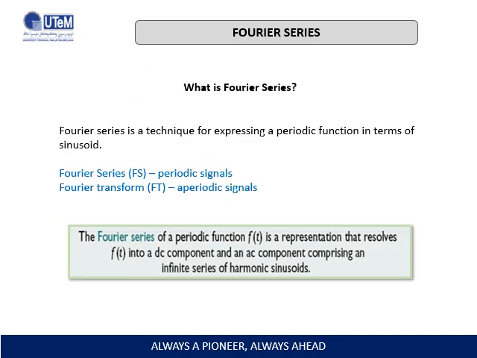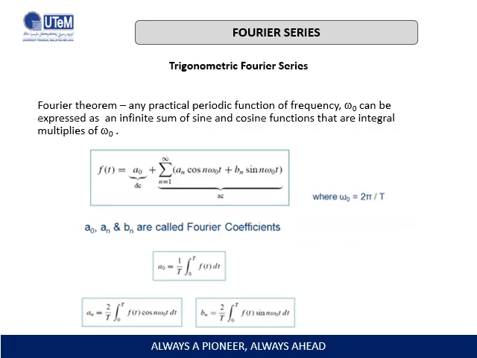Next, the definition of the Fourier series. After we have looked at the concept, next we jump to the mathematical equation. This is the trigonometric Fourier series: f(t) equals a naught plus the summation of a_n cos n omega naught t plus b_n sin n omega naught t. This is the DC component, and this is the AC component.